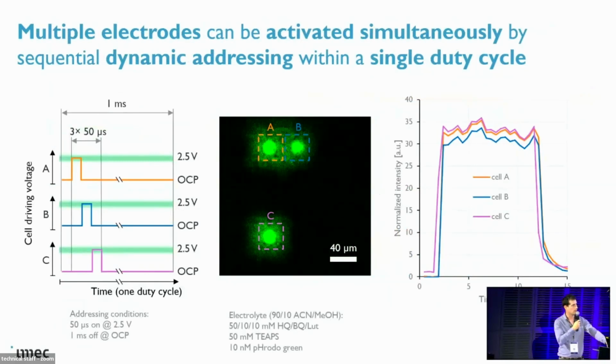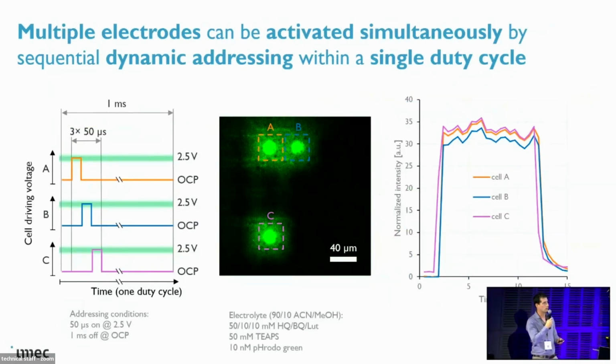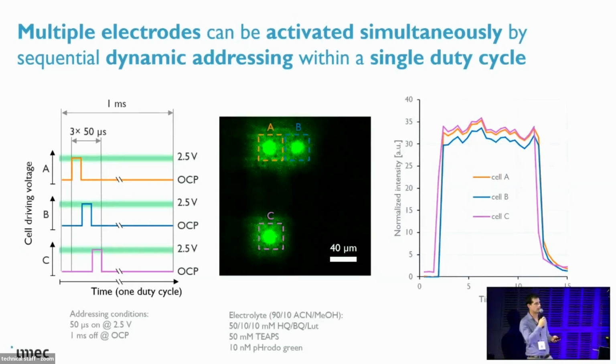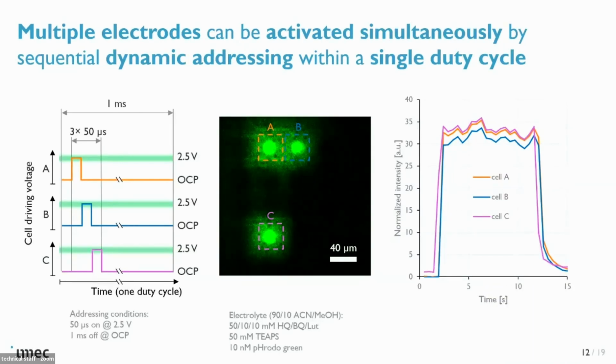Finally, you can also do this in parallel. So in this case, those previous results were just for a single cell. You can also address multiple cells at the same time. In this case, we switch cell A on for a brief period, we switch it off, then we go to cell B, then cell C, and then we leave it off for the remainder of the duty cycle, and we repeat this. And you can see, you can actually activate them all together at the same time, and they have the same kind of signal output.